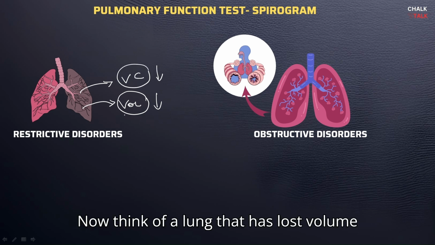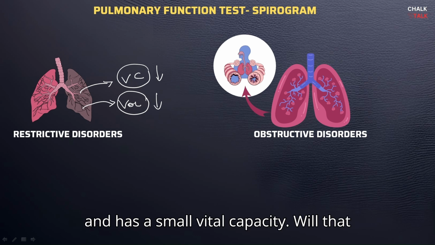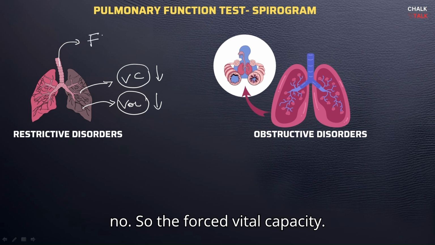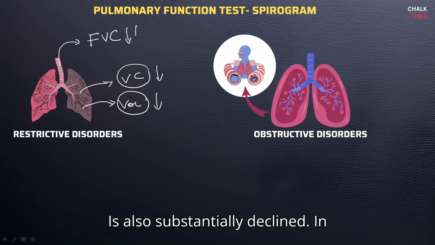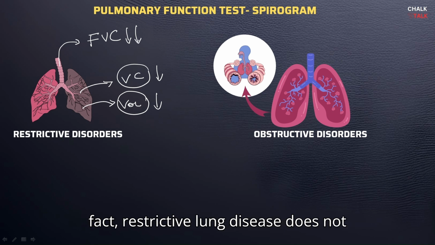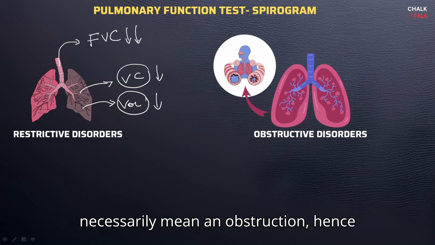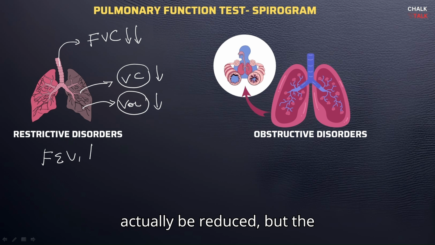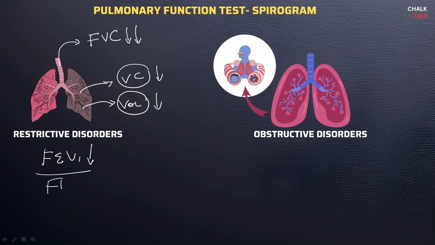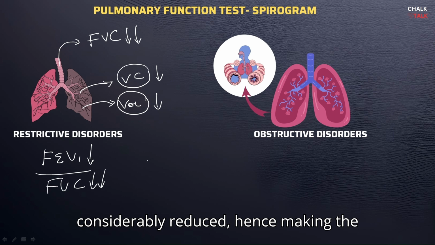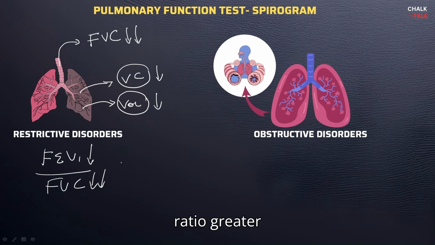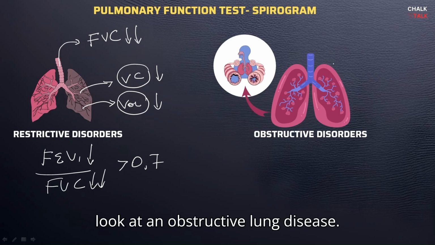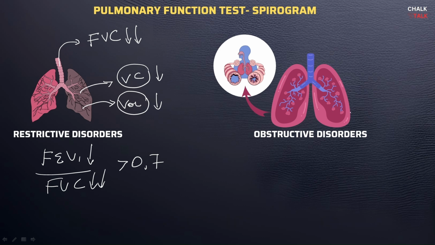Now think of a lung that has lost volume and has a small vital capacity. Will that lung be able to force air out? Certainly no. So the forced vital capacity is also substantially declined. In fact, restrictive lung disease does not necessarily mean an obstruction. Hence, FEV in 1 second may actually be reduced, but the FVC is substantially or considerably reduced, hence making the ratio greater than 0.7.